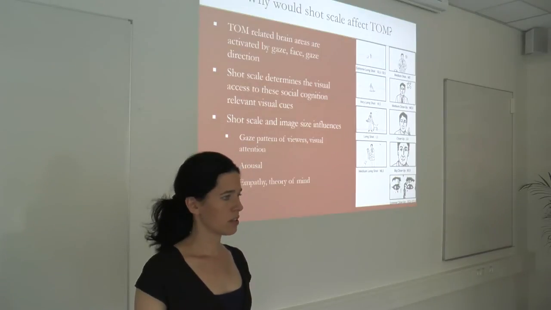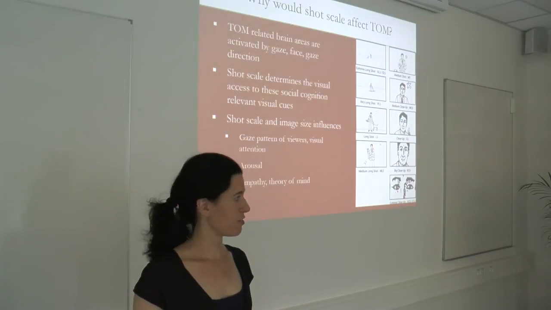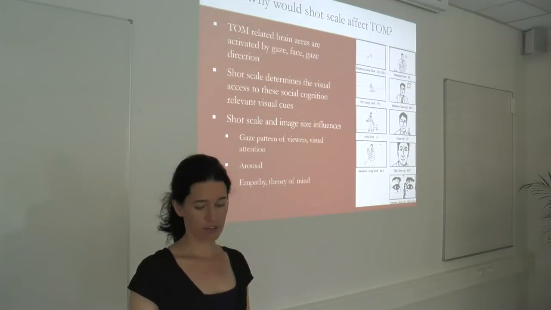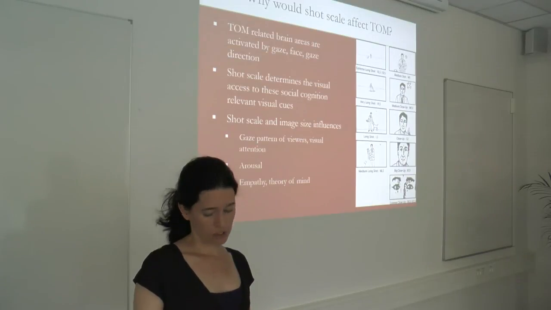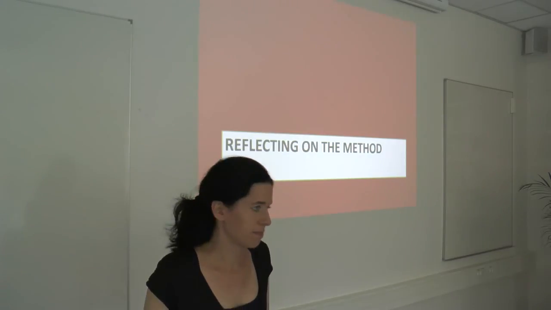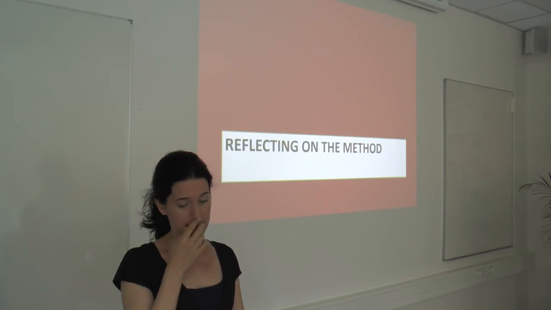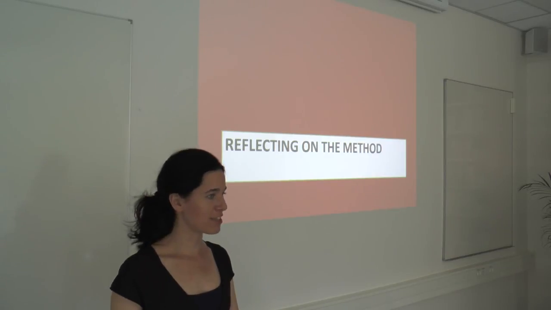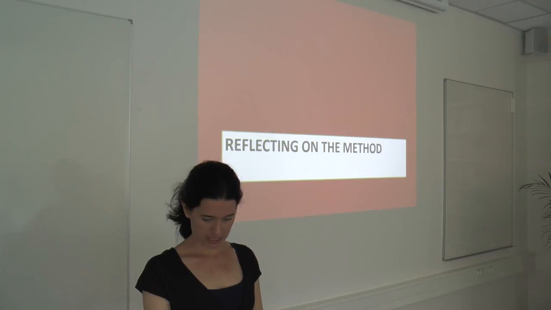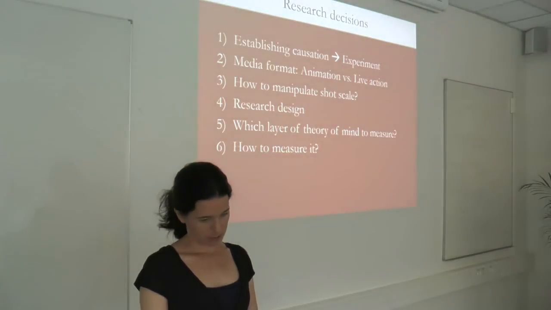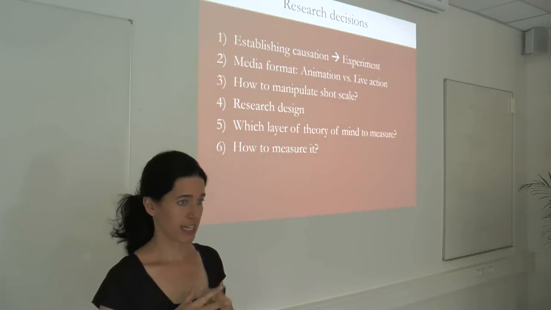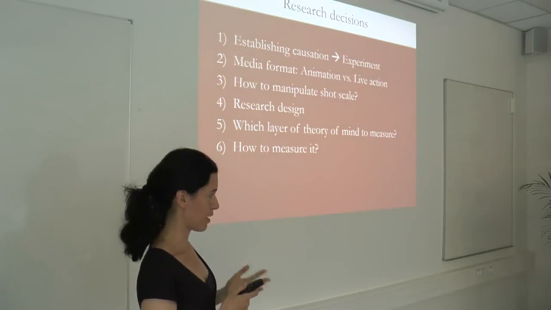Because this was the brief theoretical introduction, so the two concepts, shot scale and theory of mind. And now I would like to continue with reflecting on our method, every step that we made. You may or may not agree with our decisions, but we just want to be open and transparent about everything that we have. So there are 6 research decisions that we identified when we were preparing for this talk.